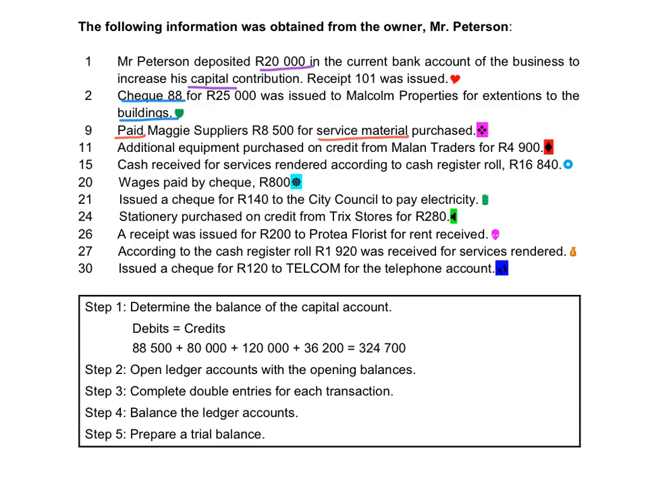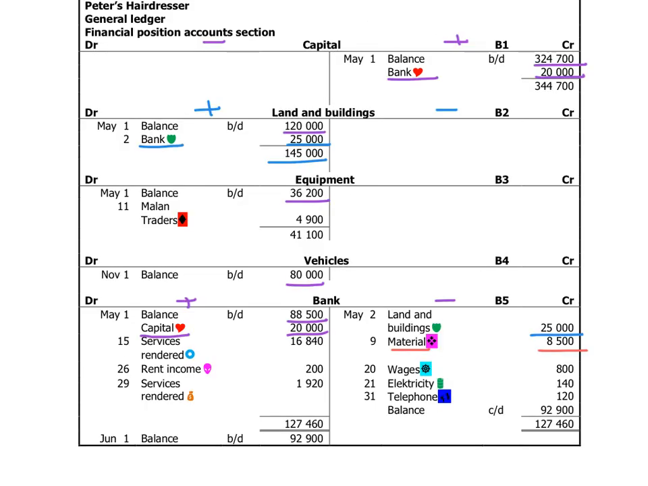Additional equipment was purchased on credit for 4,900. We received equipment, so the one ledger account will be equipment. We bought on credit, and we buy from Milan Traders, that is our creditor, because we owe them money, so that will be our double entry. Equipment will be debited with 4,900 because we bought additional equipment. Equipment is an asset that increases on the debit side and decreases on the credit side. We bought the equipment on credit, so Milan Traders will be credited.